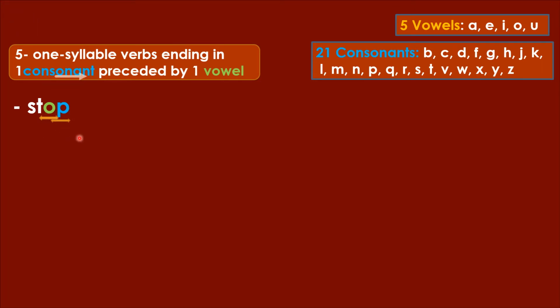Okay, simply what we're going to do is that we're going to double the P and add ing. Let's have a look at other examples.